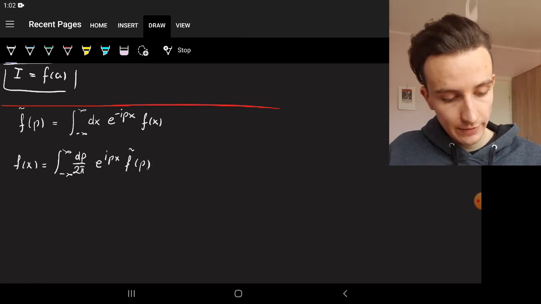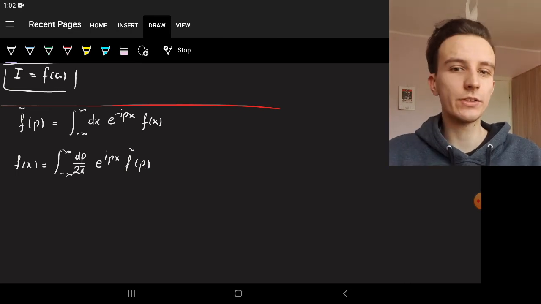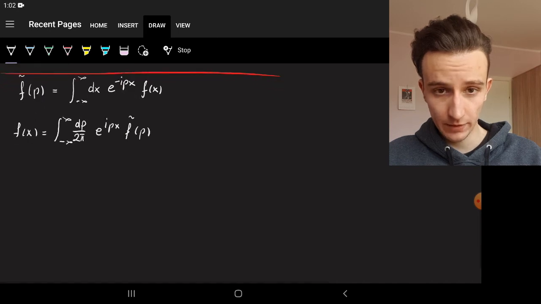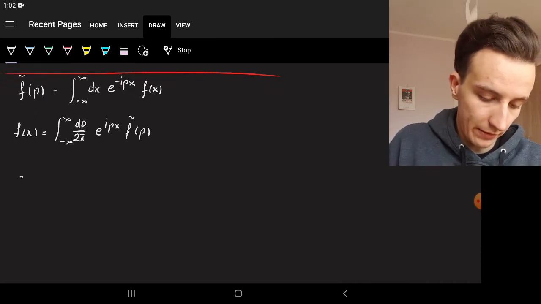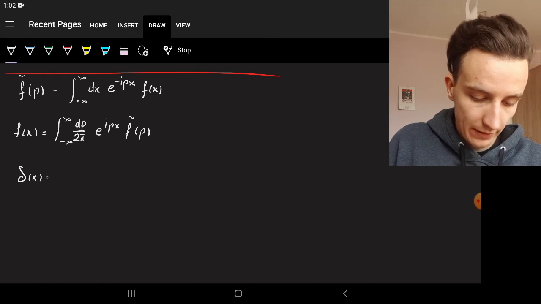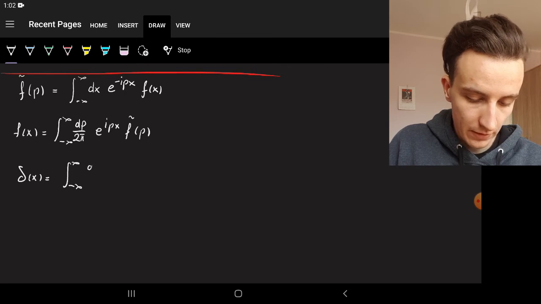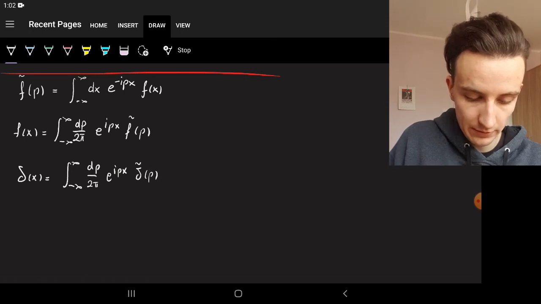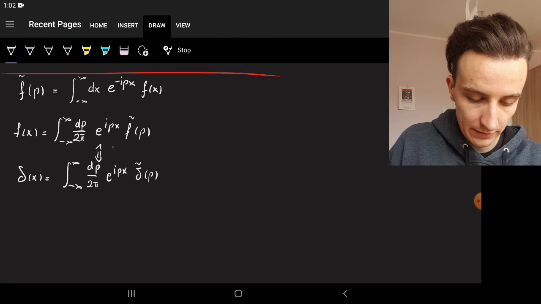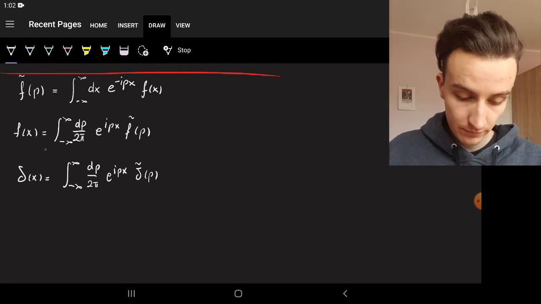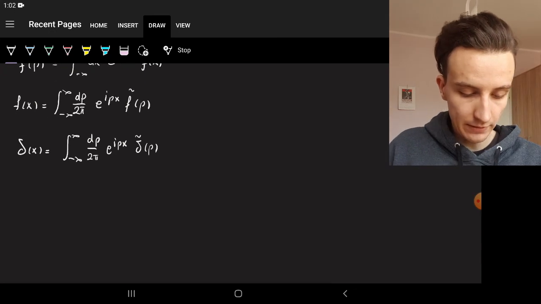Okay, so we can find the Fourier transform of delta of x, and we can also express delta of x as an integral using these Fourier formulas. So we then assume that the delta function also has its Fourier transform, right? Which I'm going to denote by this delta tilde of p. So you can notice these two are analogous. I mean, this specific one comes from the generic formula. And we're curious what this delta tilde of p is.